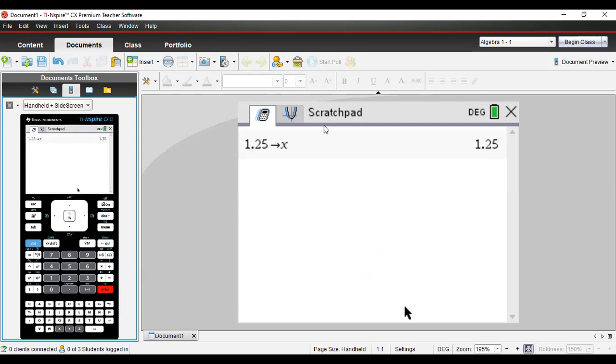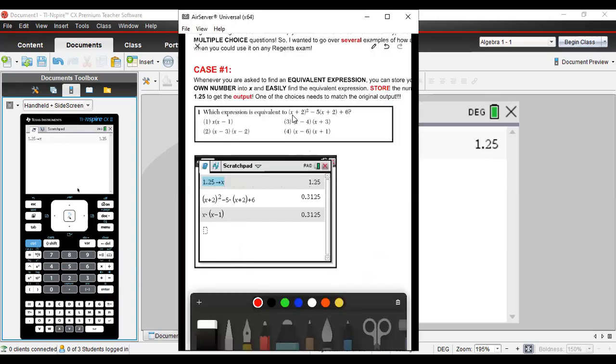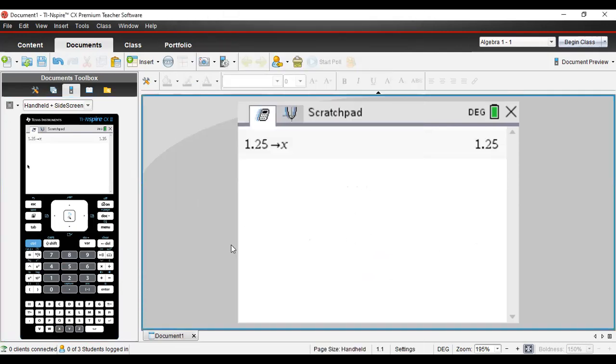Once I've stored that, I'm going to go to the original expression. So let me go back to my iPad. The original expression is (x+2)^2 - 5(x+2) + 6. Now I'm going to key in this original expression exactly like I see it, and then I'm going to get a number. So let's do that.